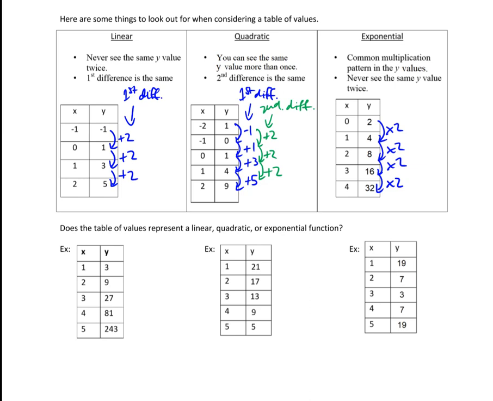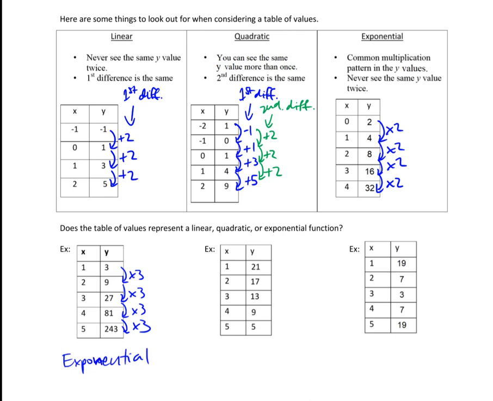So what I see here, if I try to compare the numbers, well, I know 3 times 3 is 9. 9 times 3 is 27. 27 times 3 is 81. This looks like it's going to be multiplying by 3. Okay. So since we're doing a multiplication pattern, this represents an exponential function. Okay, so it's going to be exponential.